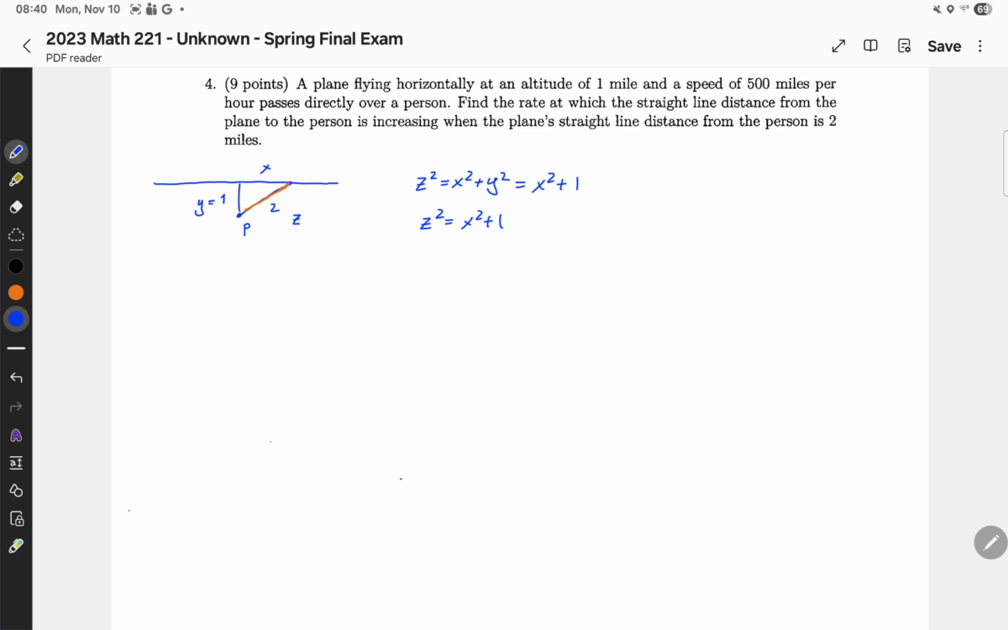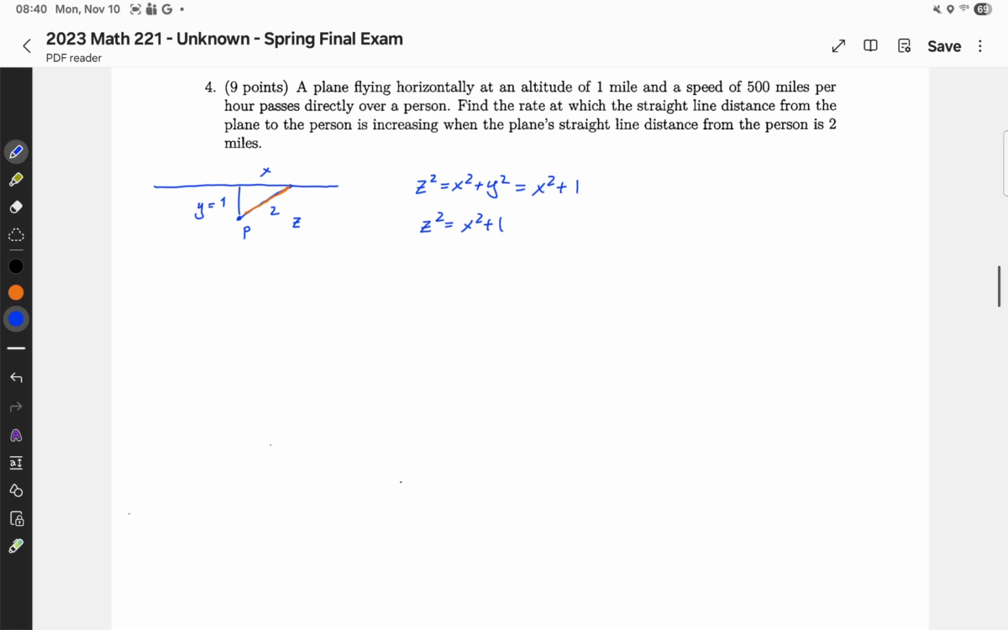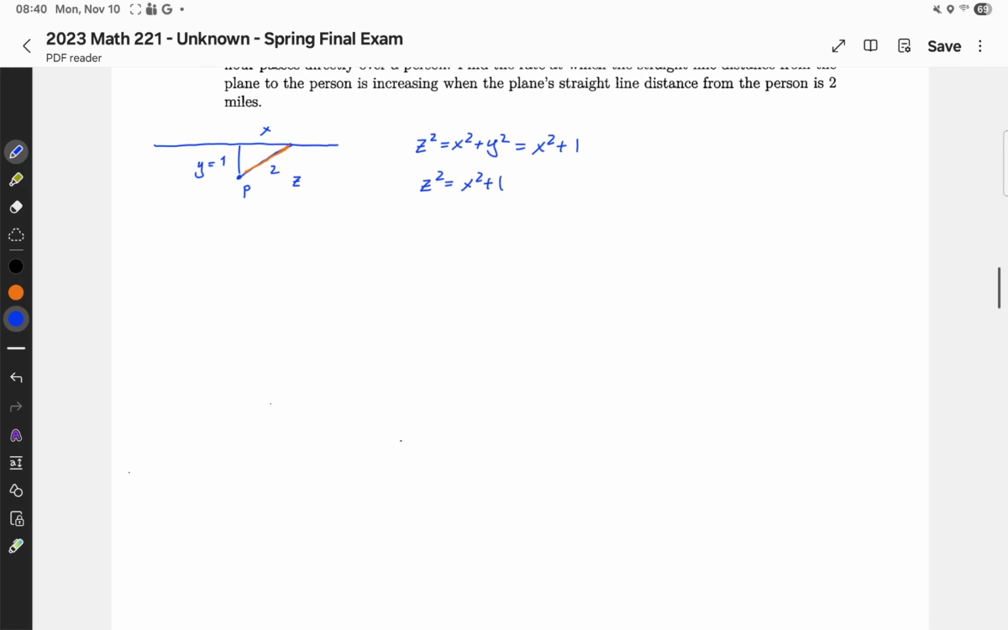And so now what we want to do is use some implicit differentiation, because we're looking at it with respect to time. So what you can say is we're going to differentiate this side with respect to t. So derivative with respect to t of z squared is equal to the derivative with respect to t of x squared plus 1. Right.